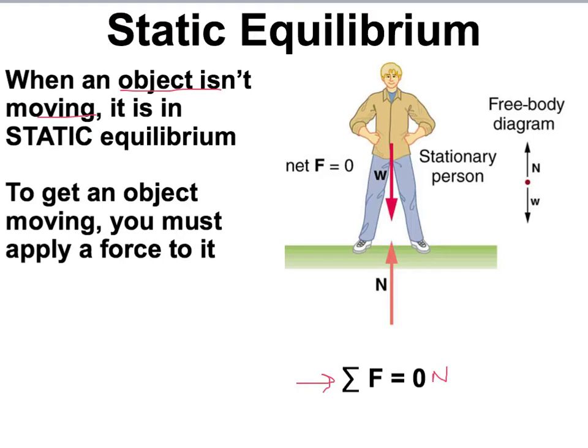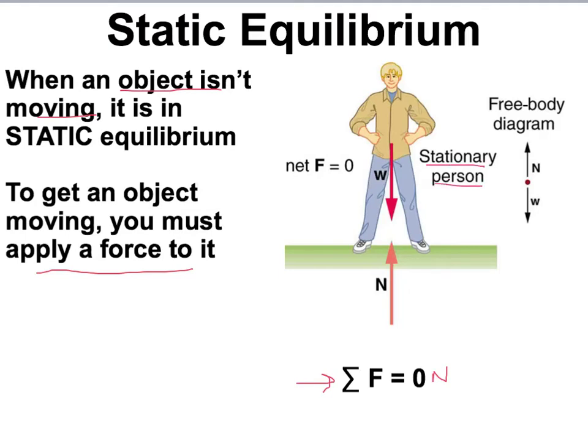In order to move an object, you'd have to apply a force to it. Then the net force would not be 0 newtons and the object wouldn't be in equilibrium. Let's look at this example. The example of static equilibrium shown here is just a man standing still, a stationary person.